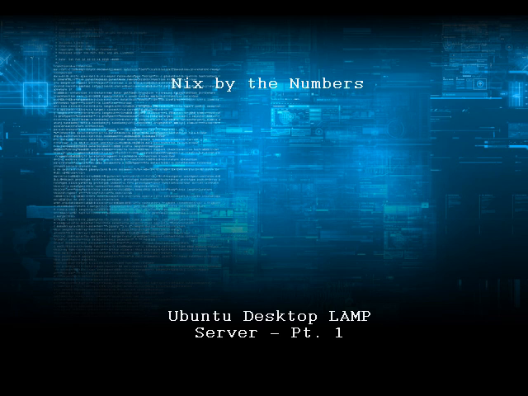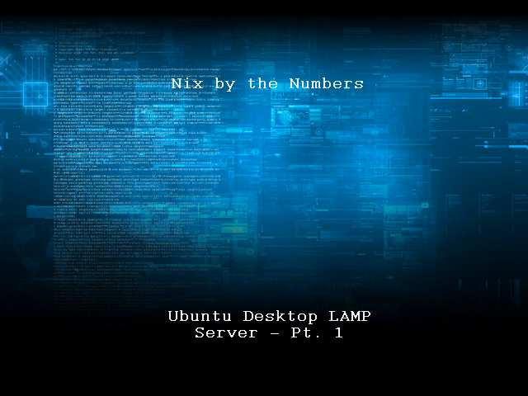Today we're going to be looking at setting up a LAMP server based on Ubuntu desktop. I'm using version 12.04, which is their LTS long-term support release. And I figure a lot of people who are going to be playing around with Ubuntu are probably going to have the desktop version and not the server version, which we will go over in a later video.